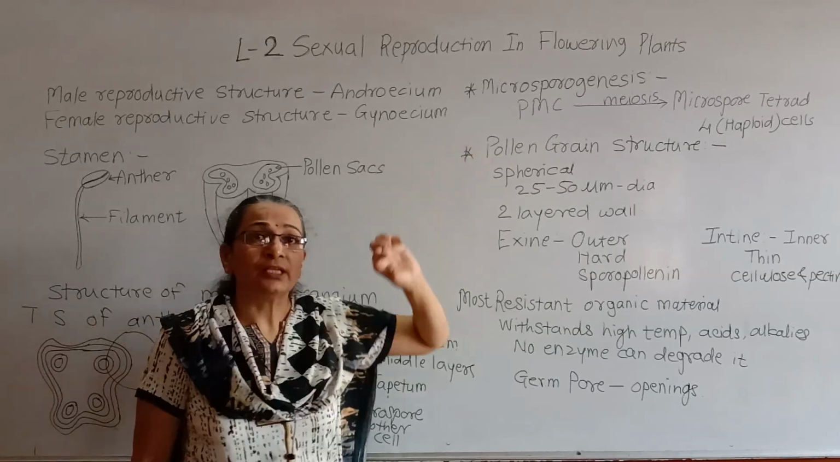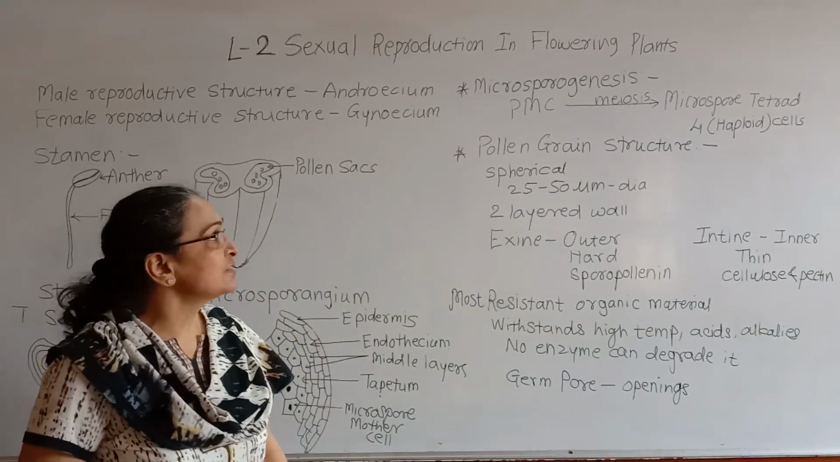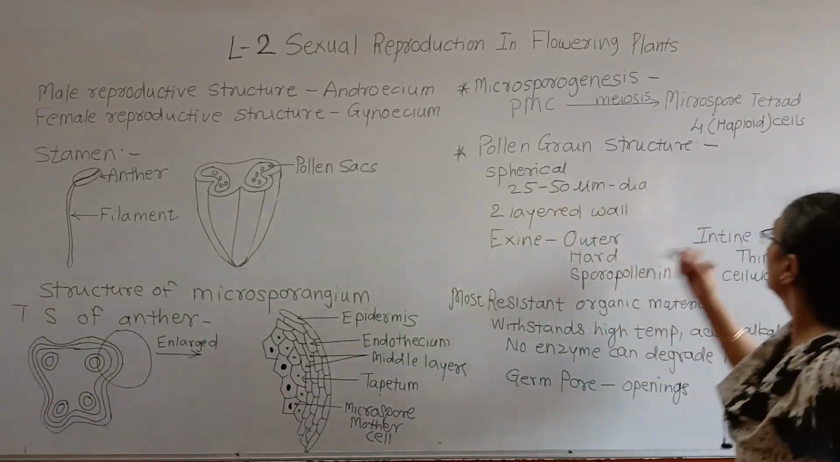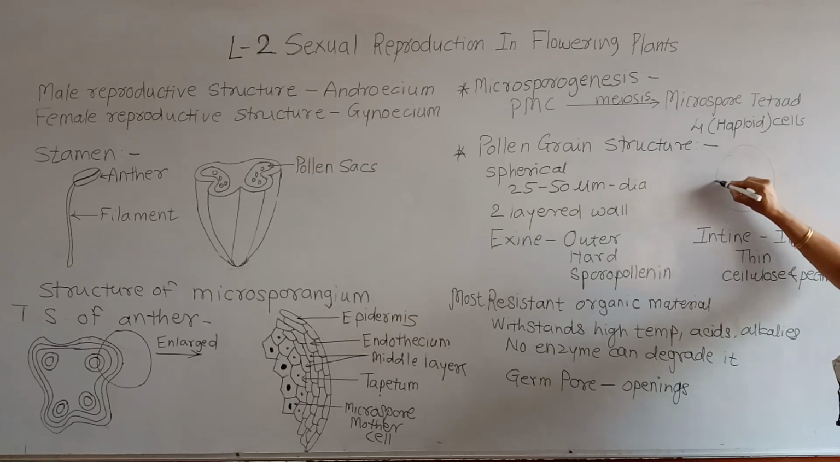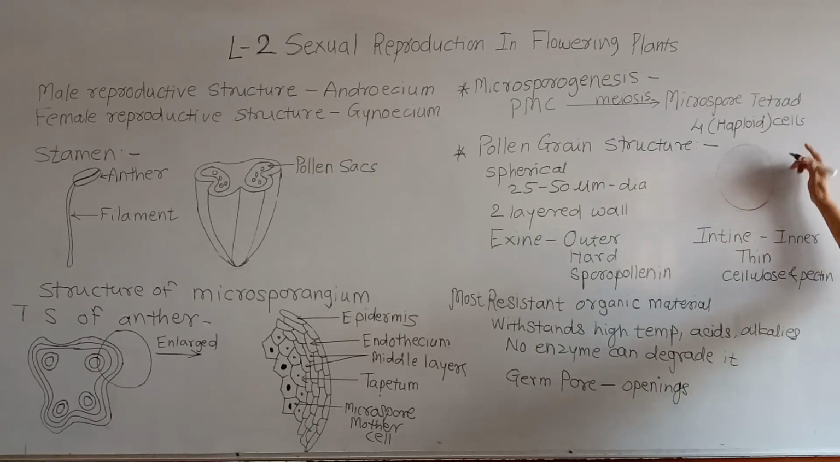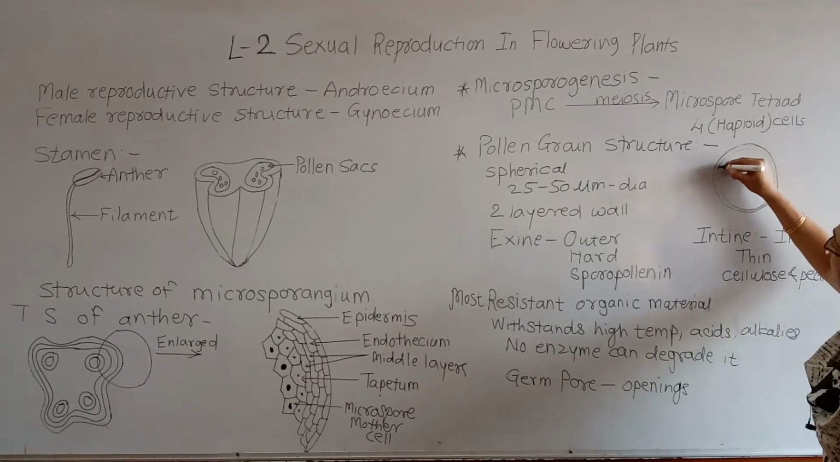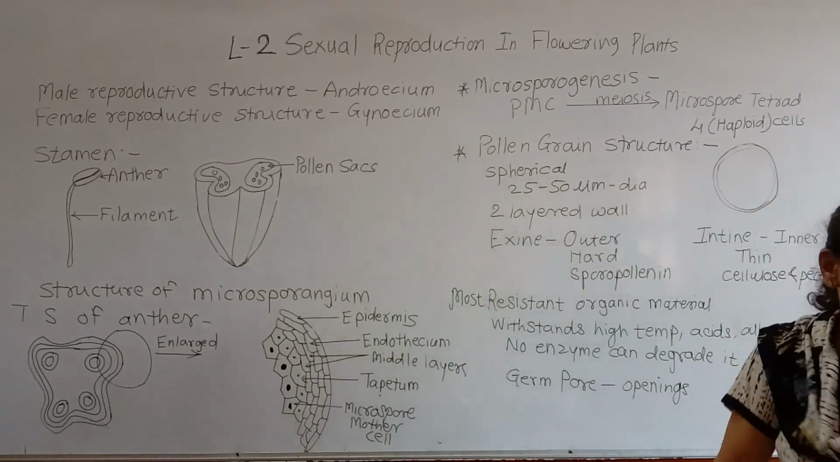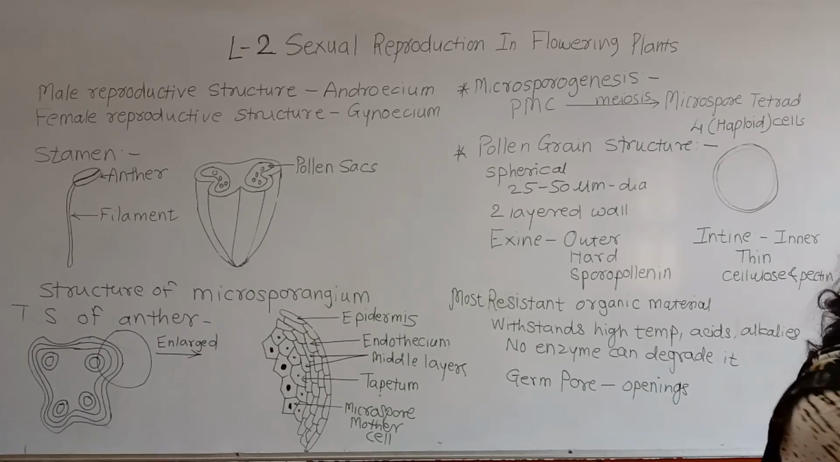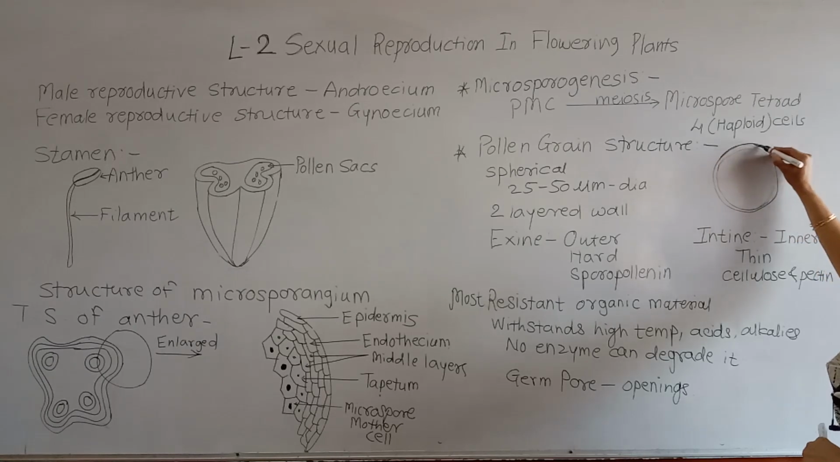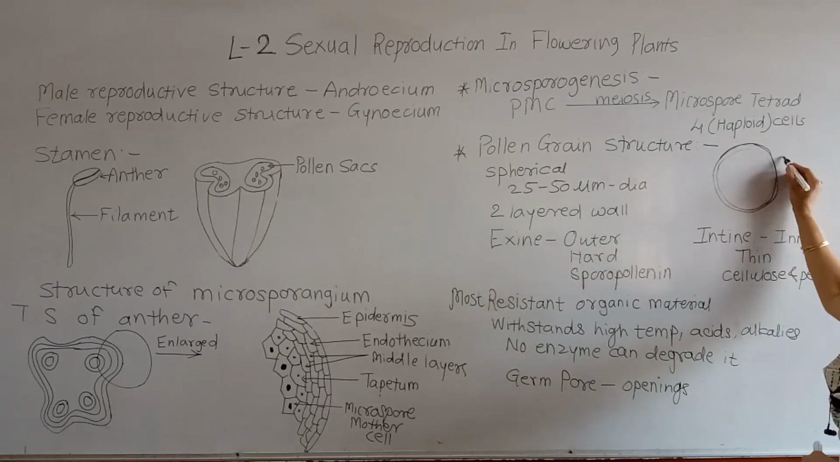The typical angiosperm pollen grain, if we see its structure, is spherical in shape and it will have a double wall. The outer one, this is called the exine.